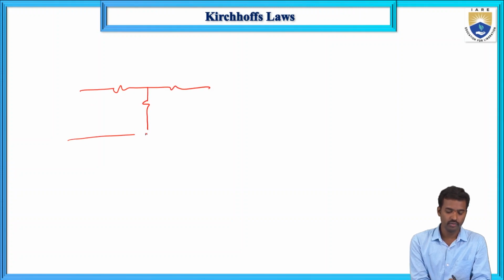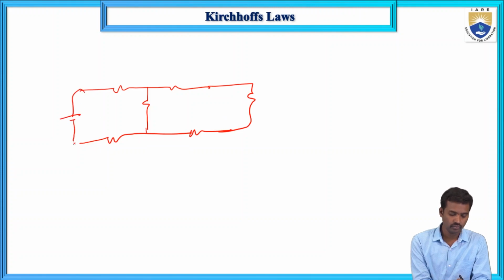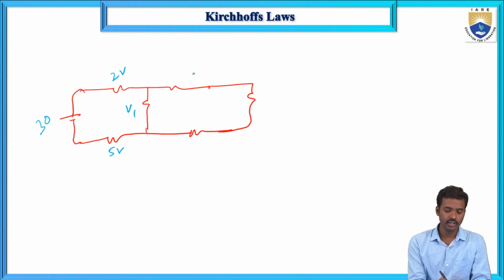And next, if you take another example, this is one circuit. For this circuit, this voltage is around 30 volts, this one is 2 volts and this one is 5 volts, and find this voltage V1. This one is 3 volts and this one is 4 volts. And what about this voltage V2?